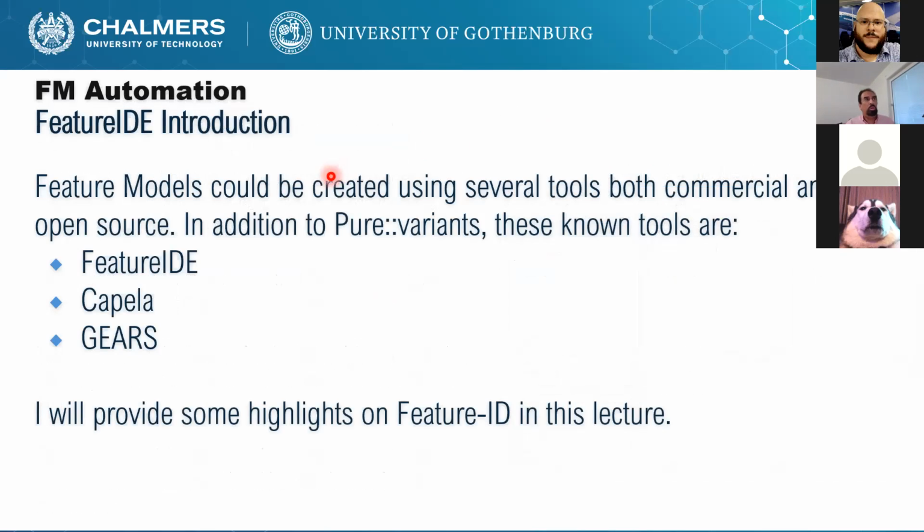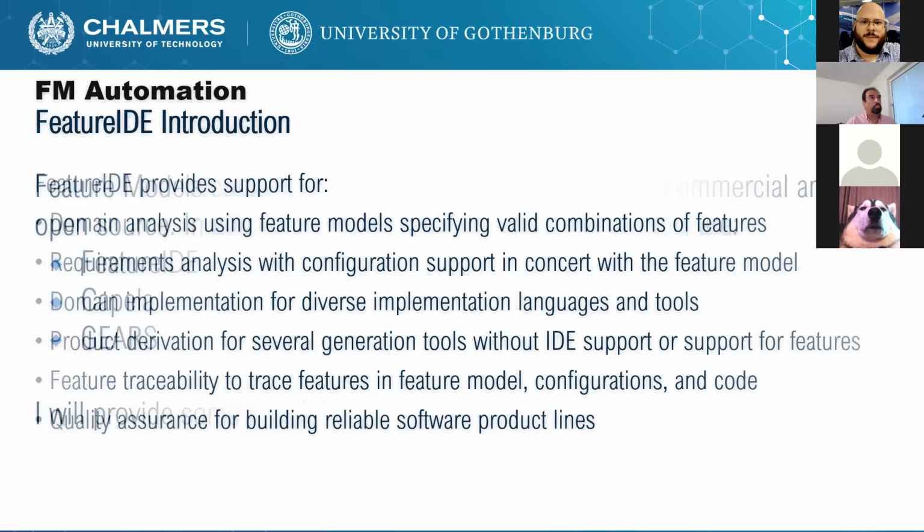There are actually more tools available to you or to the industry, like Feature ID, which is more in the academia. We have Capella, and they work together, by the way. You can sometimes use both of them. You have Gears. I'm going to mention more about Gears in the last lecture about the industrial case. And I mentioned already Pure Variants as a tool also available to you.